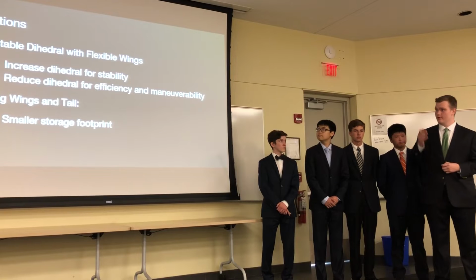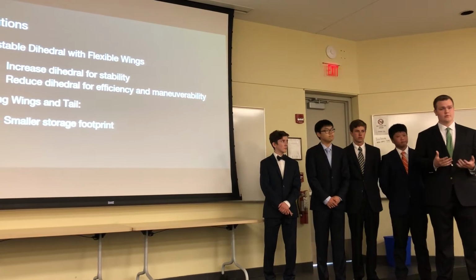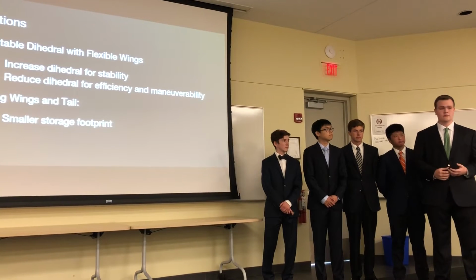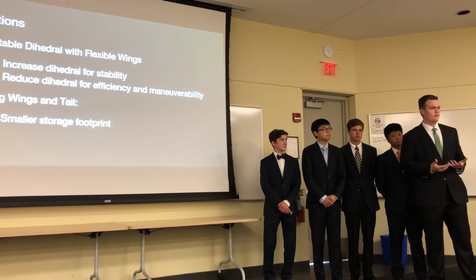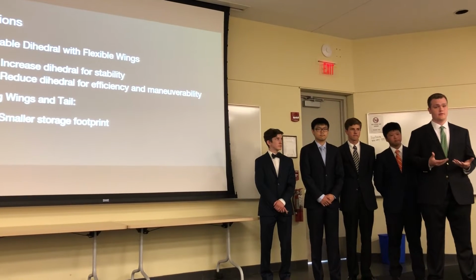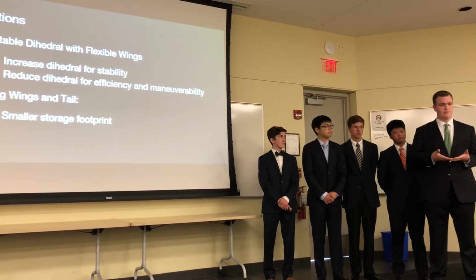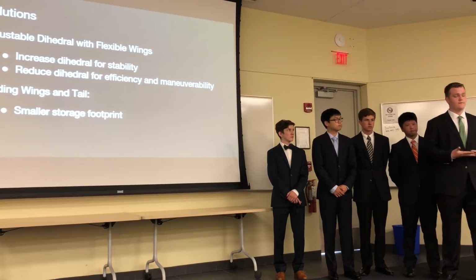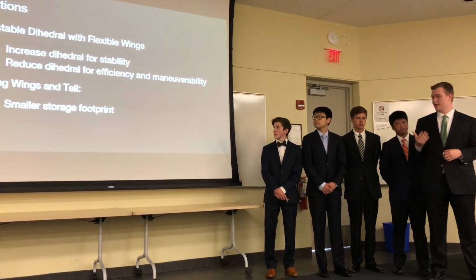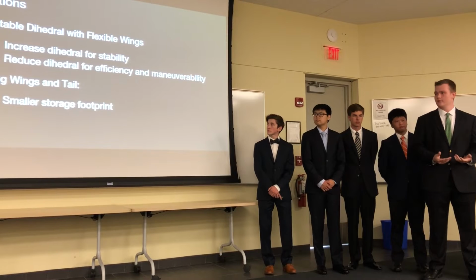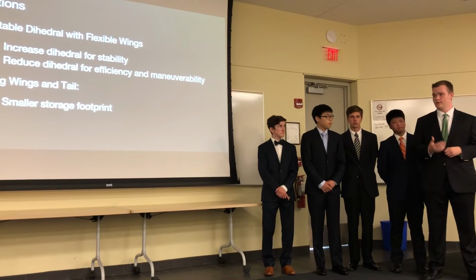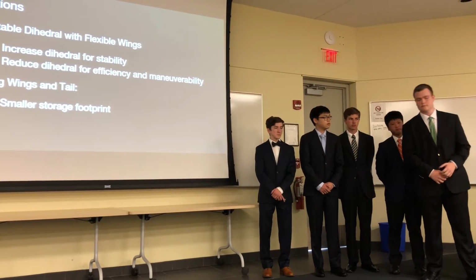As Andrew said, our primary goal was that we would change flight characteristics at any time, which we chose to accomplish through an adjustable dihedral angle, which we accomplished through flexible wings. So at any point in flight, our aircraft could have optimal stability with the dihedral shape or optimal efficiency with a more flat wing shape. And to accomplish our secondary goal, which is a smaller storage footprint, we chose to accomplish this through a folding wing and tail mechanism.